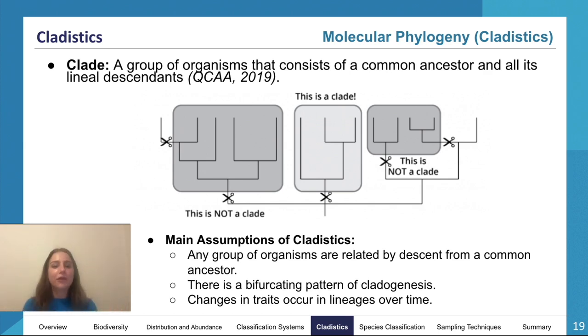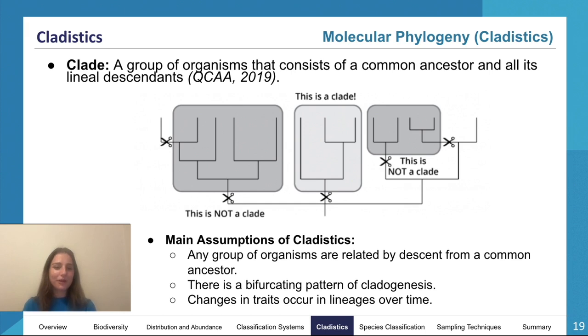This diagram really helps to illustrate this concept. The first one shows a proper clade. All the organisms share a common ancestor and no descendants are left out. On the other hand, we also have these examples that are labeled not a clade, and these show groups that either leave out some descendants or don't include all the members that share a common ancestor, which breaks the rules of cladistics.